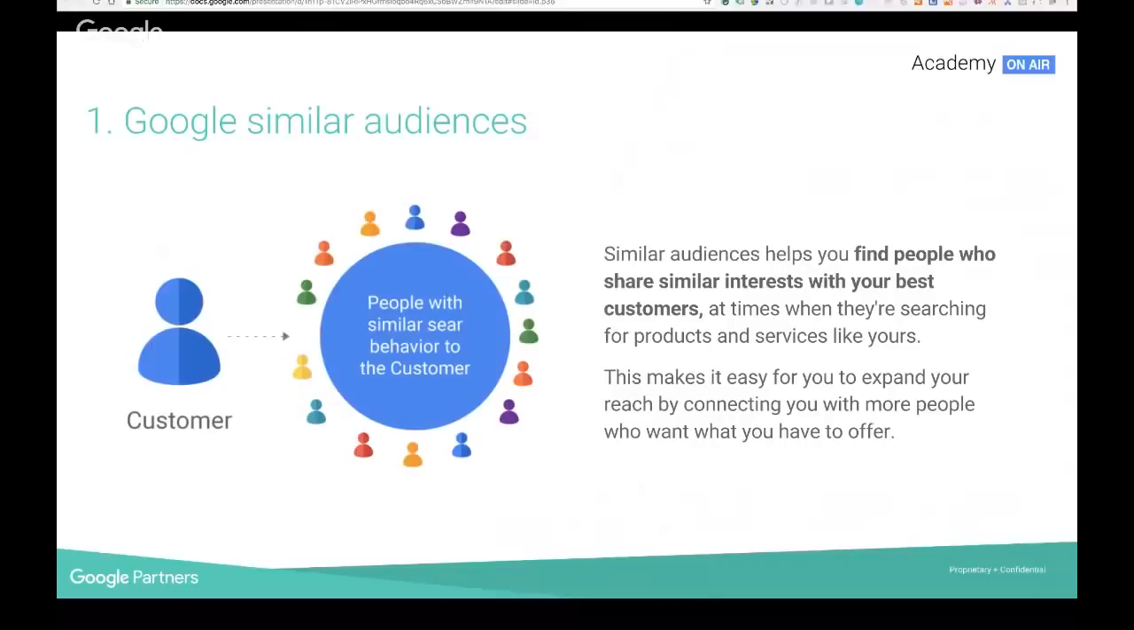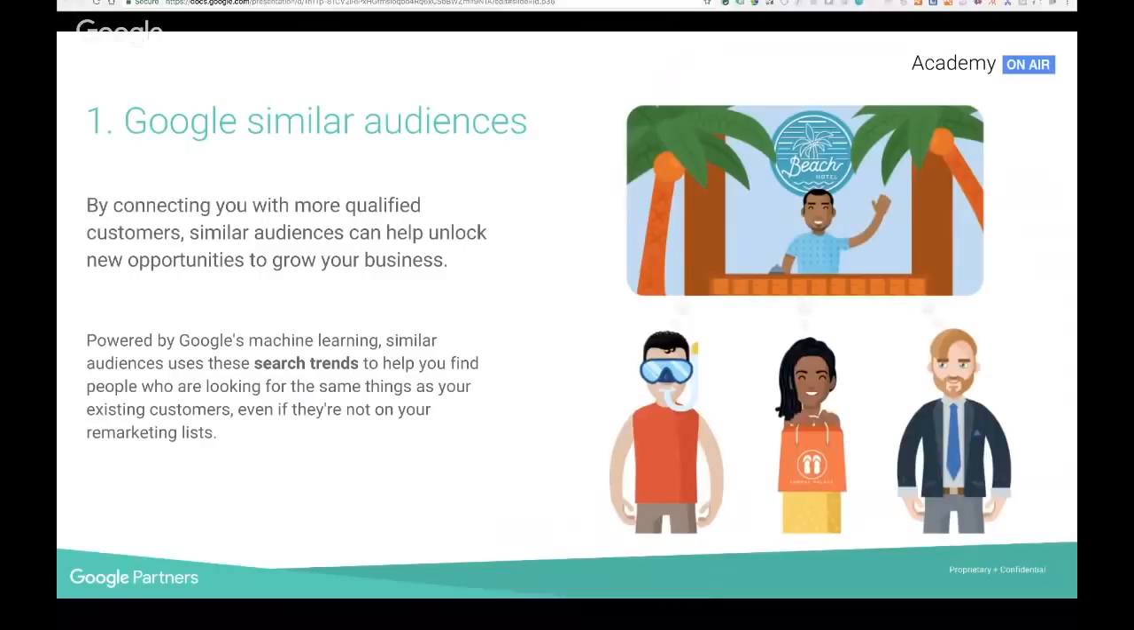The next piece is an example here for that. So for example, if you had people in your list that are looking for stuff in Hawaii, and for hotels in Hawaii, and they're booking with you, we can find people that are very close to exactly that behavior and find them for you.